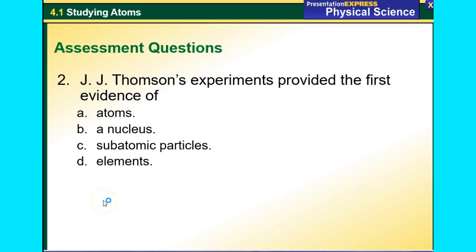Number 2. J.J. Thomson's experiments provided the first evidence of A. Atoms, B. A nucleus, C. Subatomic particles, or D. Elements. The answer is C. Subatomic particles.